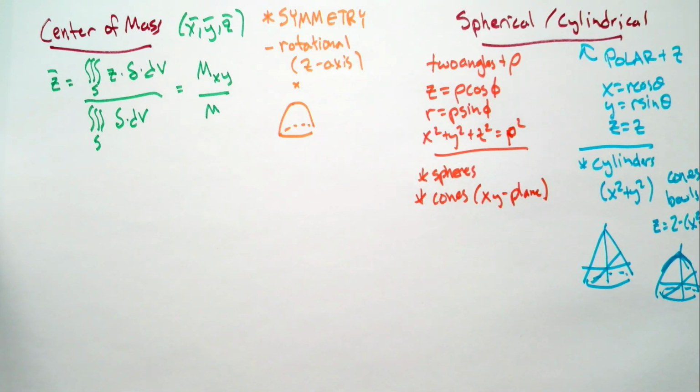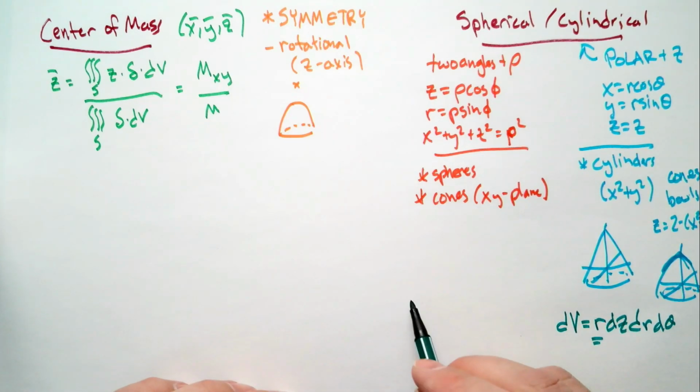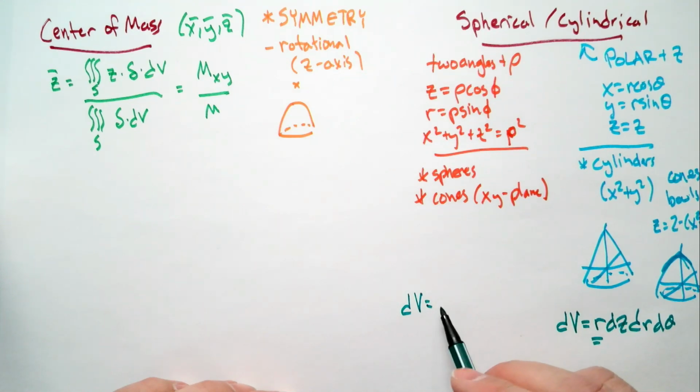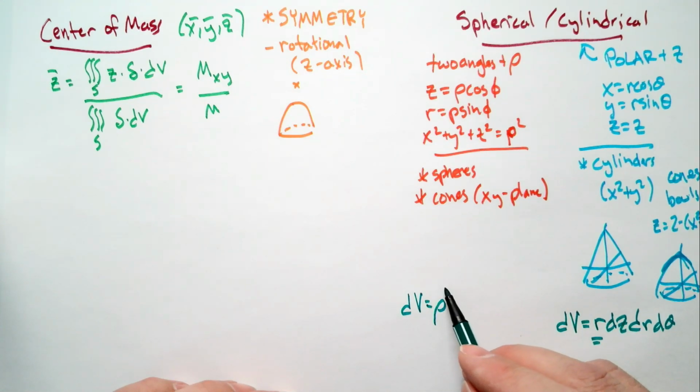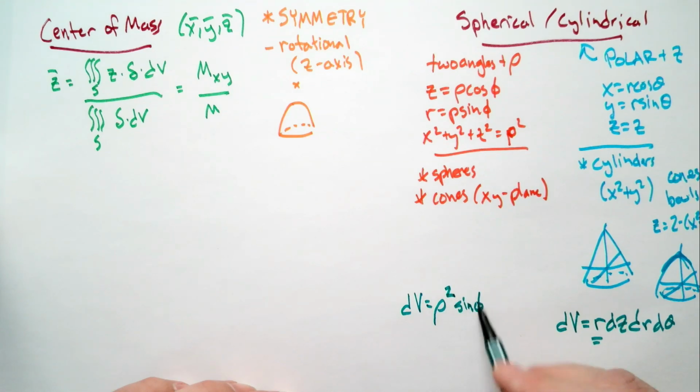So a couple of things to keep in mind. If you do need to integrate in these coordinate systems, make sure you remember your various pieces. dV is r dz dr d theta. This is the same r that shows up in polar. In spherical, what do you have? Well, do you remember? Rho squared sine of phi, d rho, d phi, d theta. Good. Yeah, you got it.